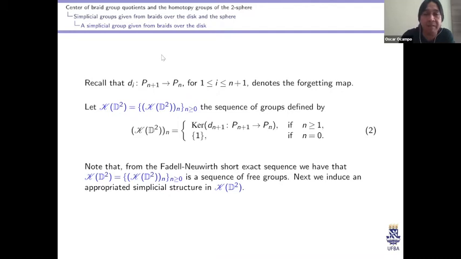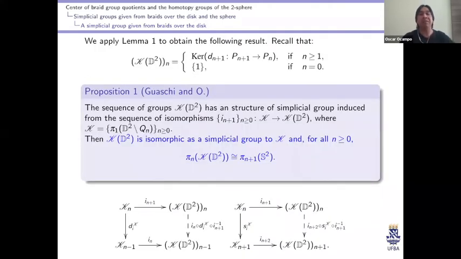Well, so we have these forgetting maps, a total collection of forgetting maps. Then we create this K of D2 as the kernel of these forgetting maps. But recall that the kernels of these forgetting maps are just the fundamental groups of the punctured disk. That means something like the group K. Okay. So we induce, using the simplicial group K and Lemma 1, a simplicial structure on the group K of D2.